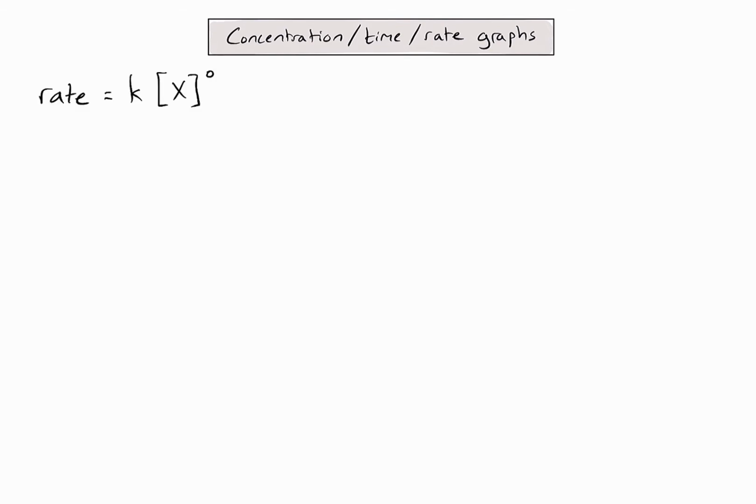And you'll notice in this rate expression that the concentration of X is given to the power of 0, meaning that the order of reaction with respect to the concentration of X is 0. This means that the concentration of X does not affect the rate of reaction. So even as my reactant X is being used up, the rate will not change.